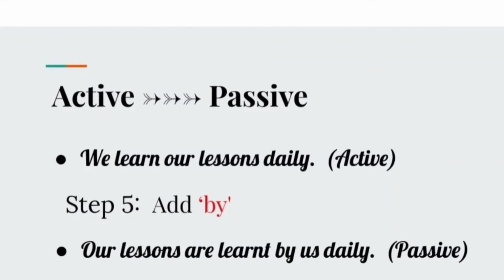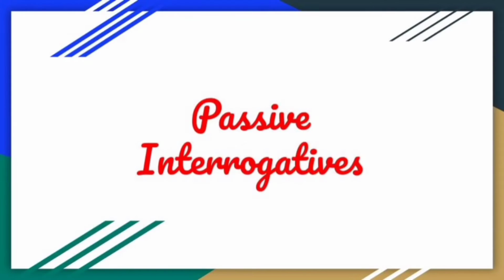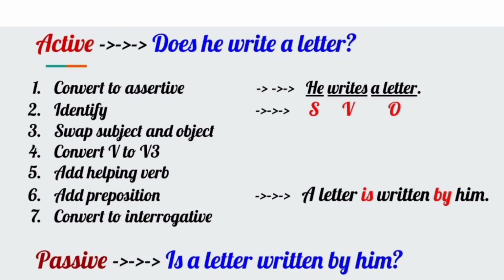Step number 5. Add the preposition by before the subject. Then listen to the passive sentence. Our lessons are learnt by us daily. In the same way, we can convert questions. First, convert the question into a statement and repeat all these 5 steps. And after that, again change this to question. Listen to this example. Does he write a letter?